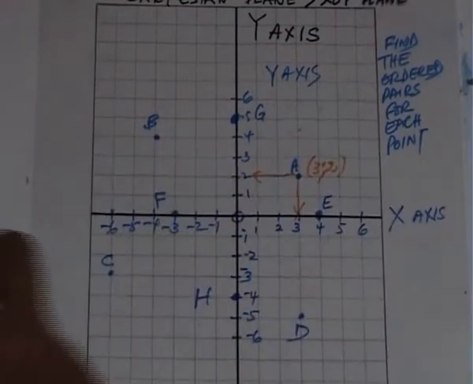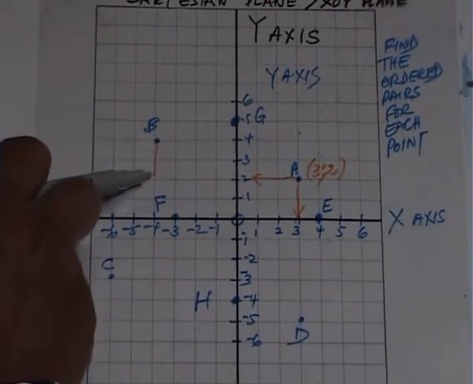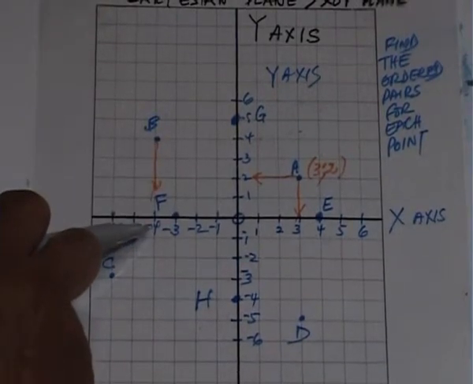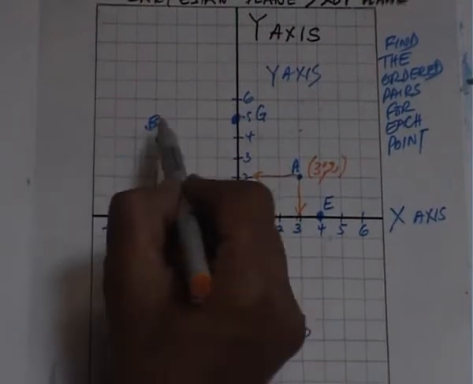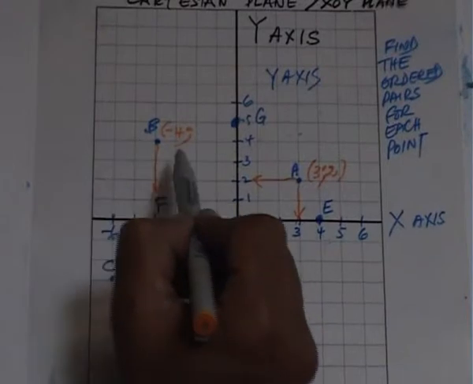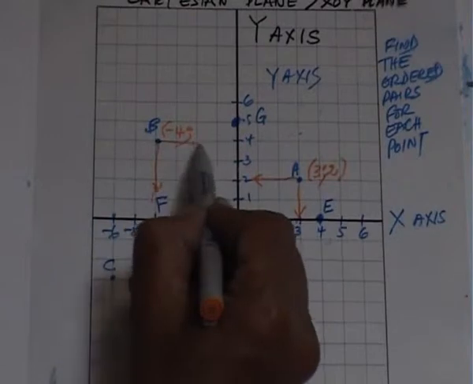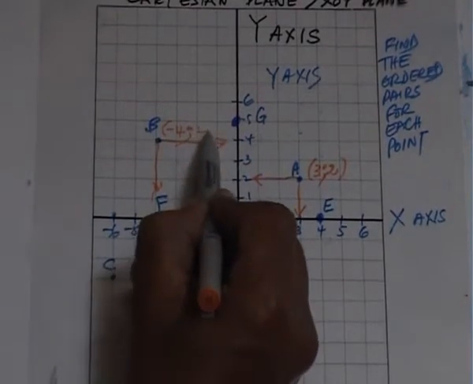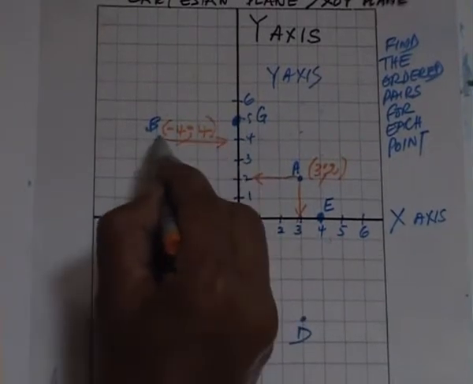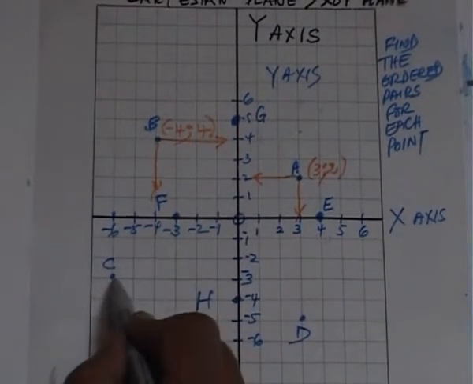Let's go to B. Now if you go to B, you come down from B to the x-axis. You go straight down there, you get minus 4. So B is minus 4. And if I go across this way, I get 4. So B is (minus 4, 4).